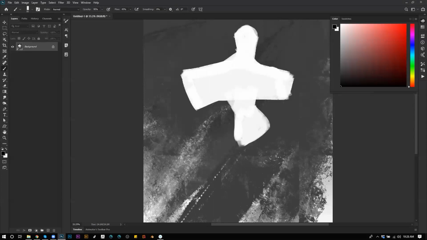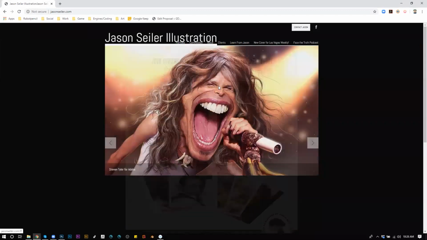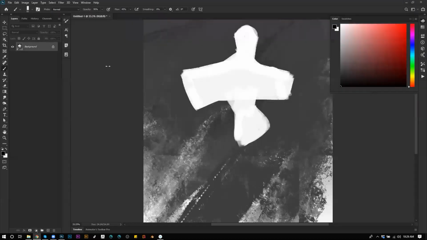You just become like a caricature artist. That makes sense, right? Like if you take a look at my buddy Jason Seiler, this is painted very realistically, but I like looking at this because the proportions are overly exaggerated. That's kind of my point. You look at this image, you get a real sense of distortion. And if you were to do the cartoony or stylized version of Steven Tyler, you would have the same sensibilities. So that's my advice typically.